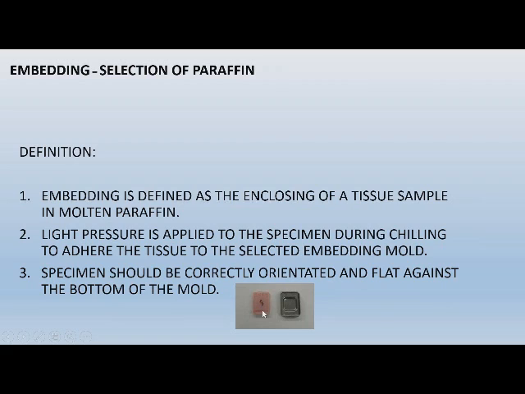When you are selecting the size of an embedding mold, you want to select one that allows plenty of paraffin to surround the tissue so that you have a great support system there. Don't try to squeeze a huge piece of tissue into this small space and not have a lot of paraffin around. You'll have a hard time cutting it.